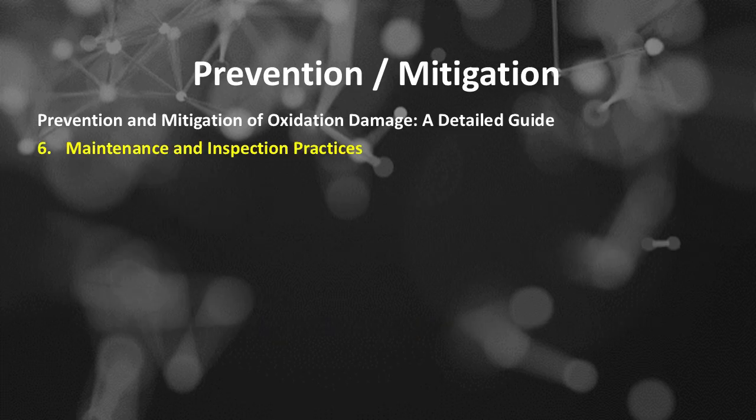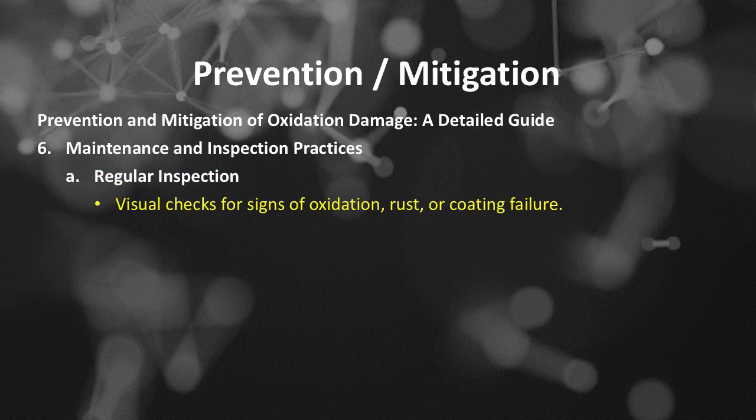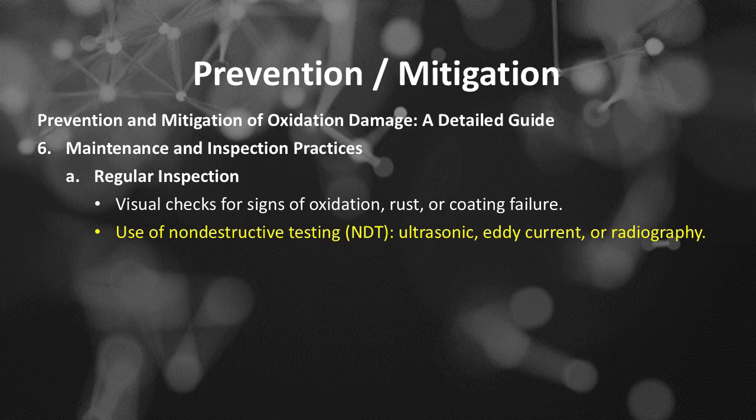Number 6 of prevention and mitigation of oxidation damage is maintenance and inspection practices. Number A is regular inspection. Visual checks for signs of oxidation, rust, or coating failure. Use of non-destructive testing, or NDT: ultrasonic, eddy current, or radiography.